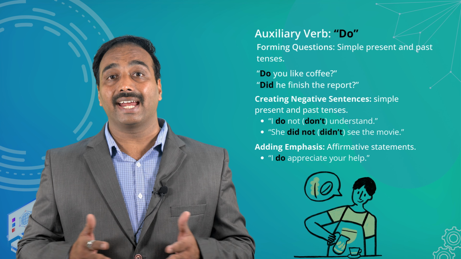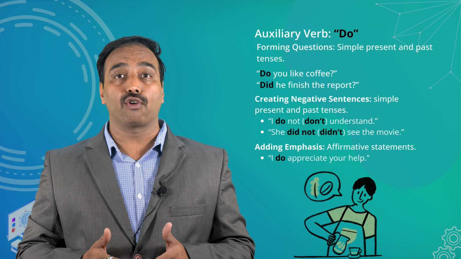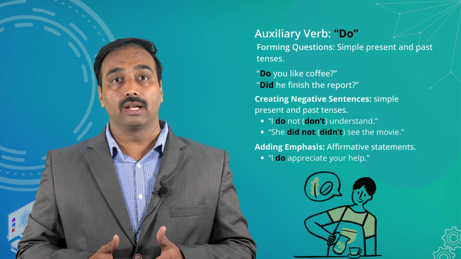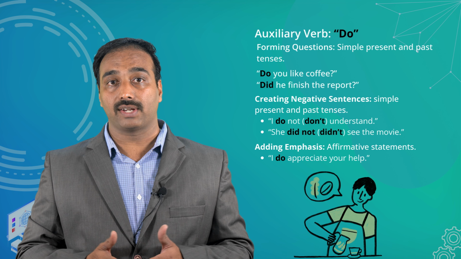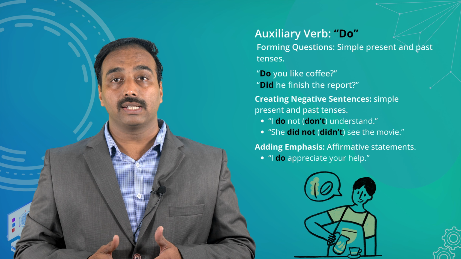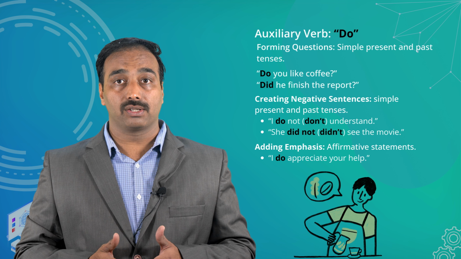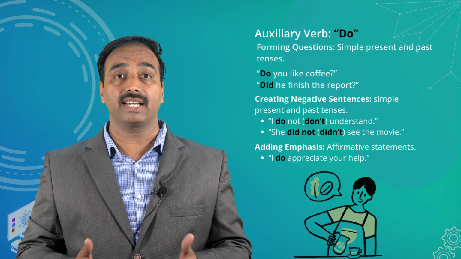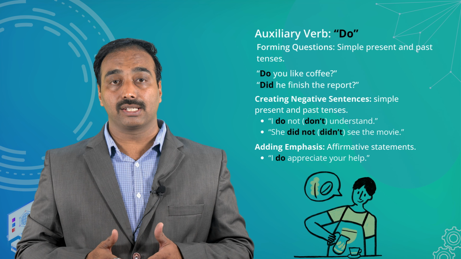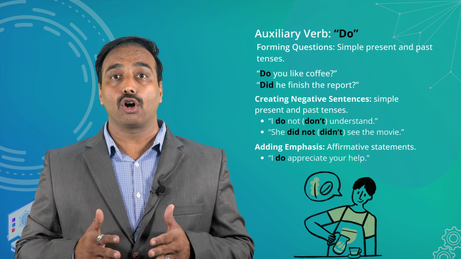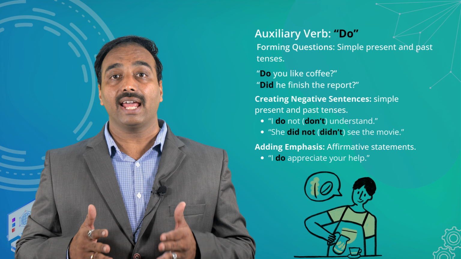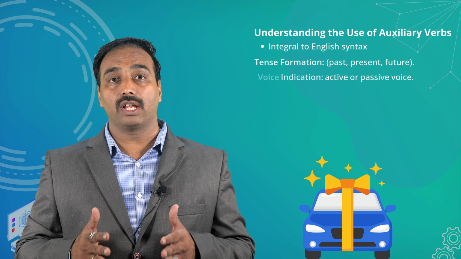These are also used to create negative sentences. Do helps form negatives in the simple present and simple past. Example, I do not understand or I don't understand. She did not see the movie or she didn't see the movie. These are used for emphasizing statements. Do can add emphasis to affirmative sentences. Example, I do appreciate your help. In these instances, do, does and did act as auxiliary verbs that support the main verb to form questions, negatives or to add emphasis. Understanding the use of auxiliary verbs.